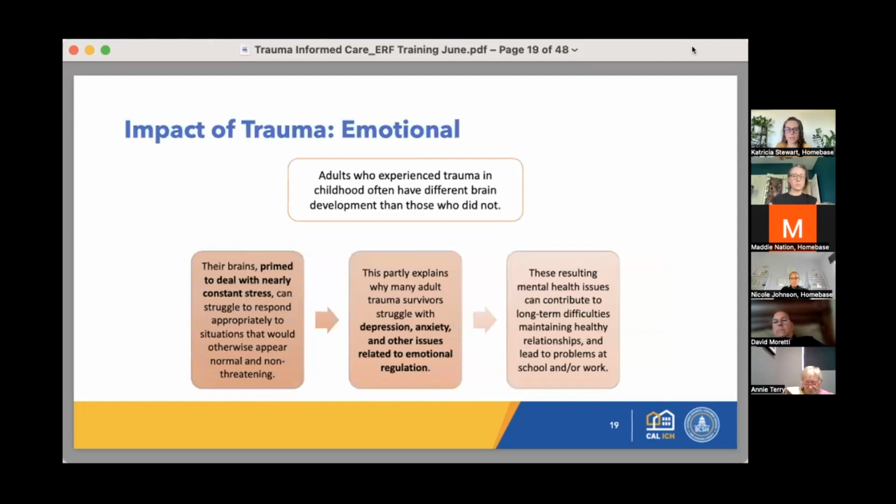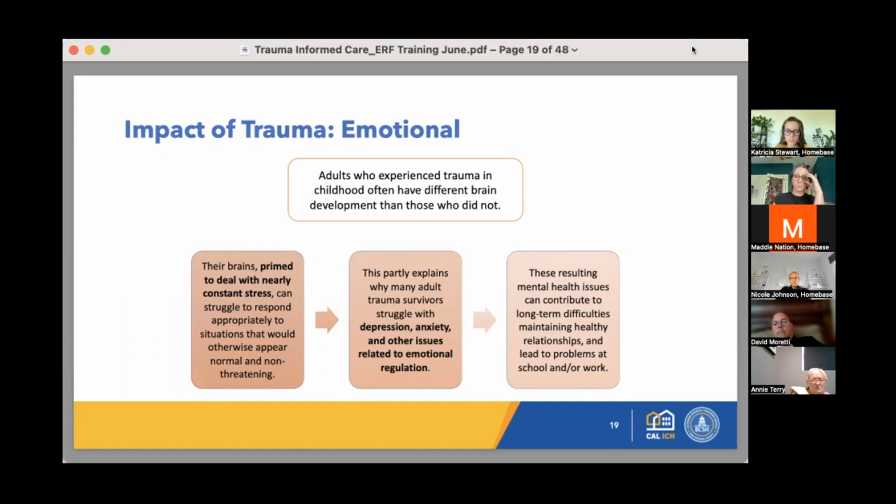Okay, the emotional impact of trauma. Adults who experience trauma in childhood often have different brain development than those who did not, as we talked about. So their brains, primed to deal with nearly constant stress, can struggle to respond appropriately to situations that would otherwise appear normal and non-threatening. So you might have a client who comes into a walk-in center and seems really on edge, or maybe blows up at somebody in a situation that you think didn't warrant that. And that is a trauma response when somebody does that typically.